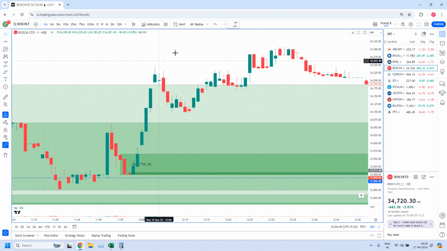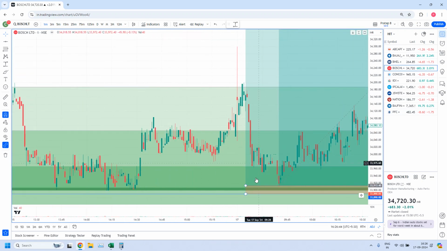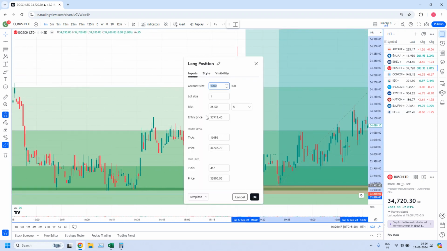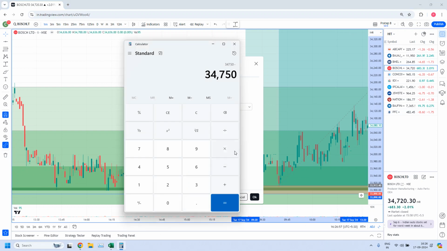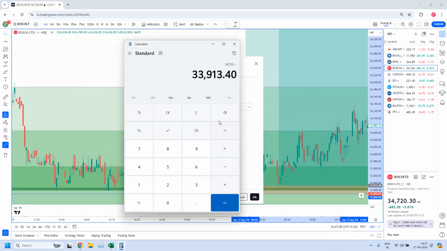So what is the entry? The entry is with the buffer we added. As per the buffer, the entry is 33913. This is the entry price. 33913.40 paisa. 33913.40. Let me check again. 33913.40.